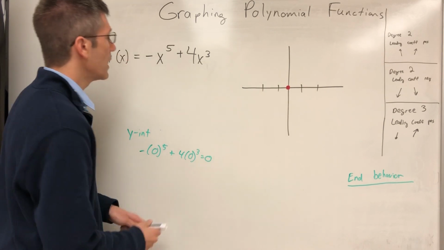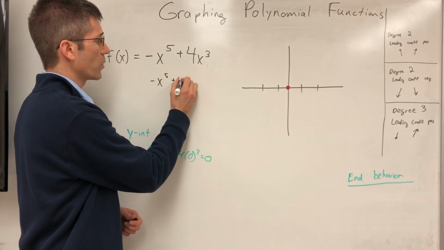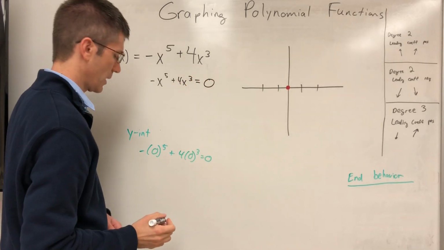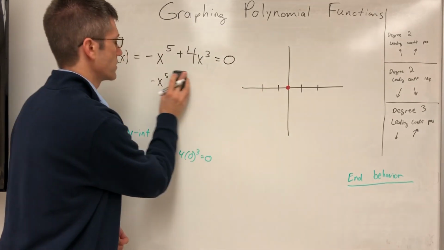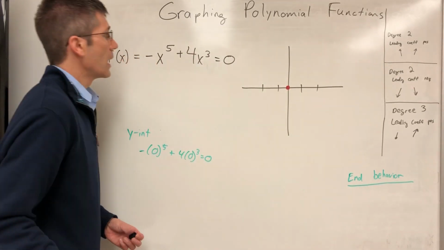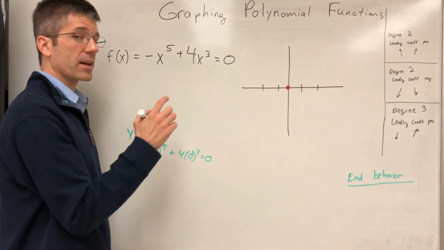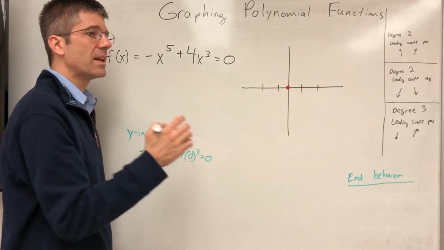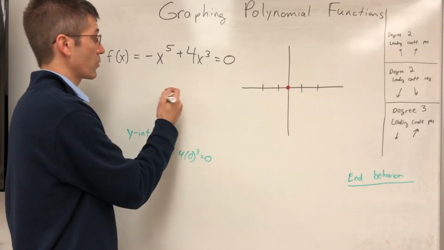All right, let's set this equal to 0 and solve. Negative x to the 5th plus 4x cubed equals 0. That was a waste of a line right there. I should have put that there and used this line to factor. Let's factor out a greatest common factor. It is going to be x to the 3rd. Every term has x to the 3rd at least. That one has x to the 5th.